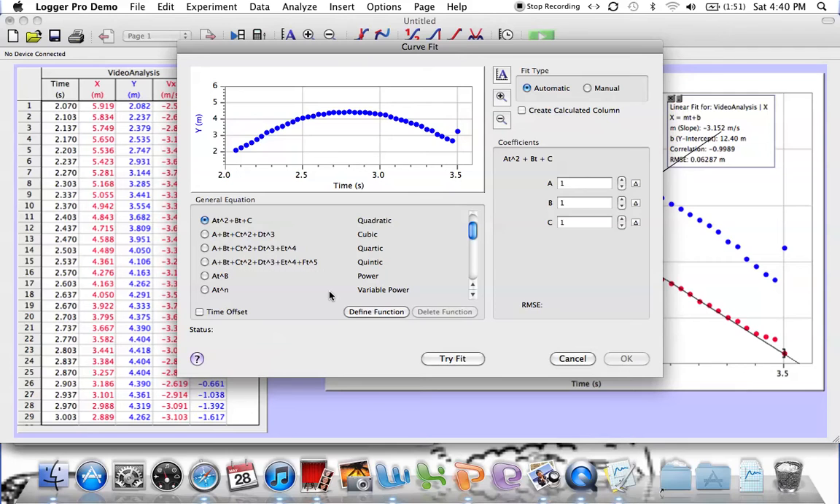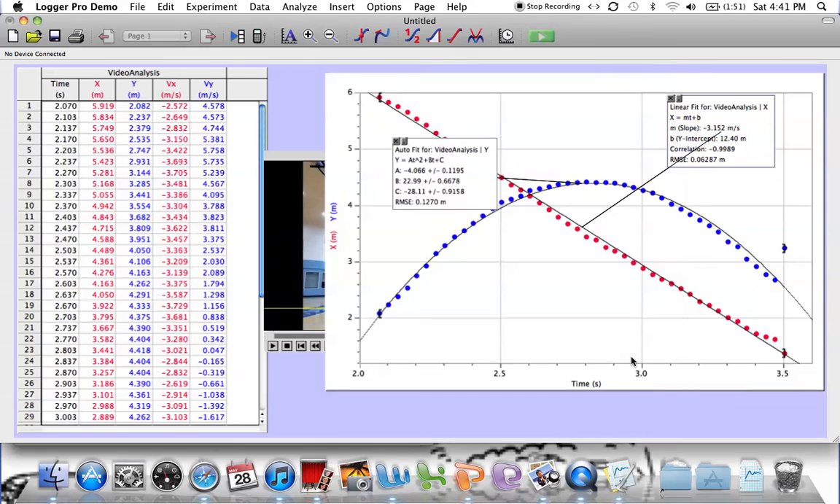You can see on the screen that the shape is that of a parabola. So in our general equations, we want to select quadratic because quadratic equations are going to yield a parabola. So we're going to try our fit. You can see the fit looks good. So we're going to say okay. All right.